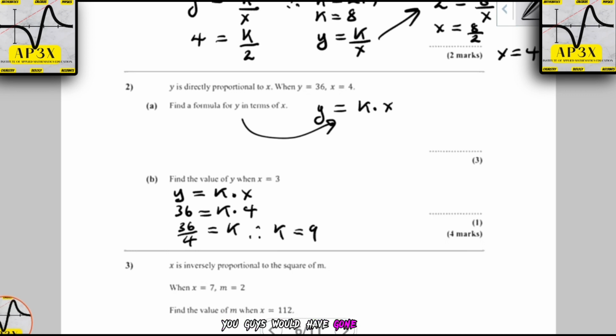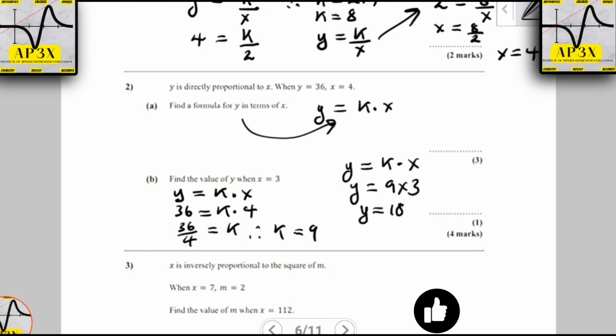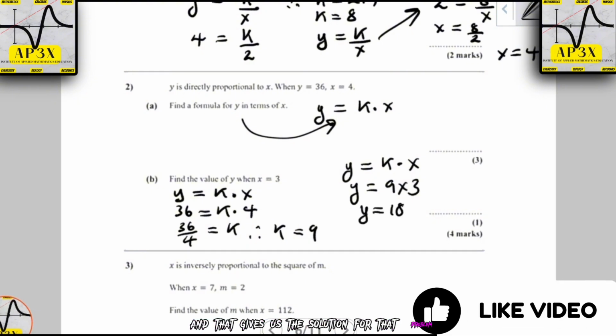You guys would have gone through video 1, so a lot of the stuff that I'm doing here would have been already explained. Let's rewrite our formula. Y is equal to k multiplied by x. They said here find y, so y is unknown, k is 9, and x here is 3, so y is equal to 18. Right, and that gives us the solution for that problem.